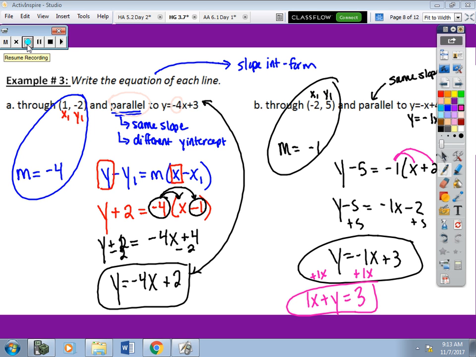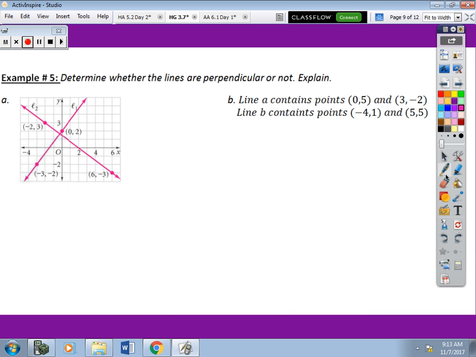On the back, we're going to switch gears into perpendicular. So determine whether the lines are perpendicular or not. Remember, perpendicular lines intersect and they form right angles. Now you cannot just use your eye, you have to check the slopes. The slopes need to be opposite and reciprocals. So I say flip the fraction, flip the sign.